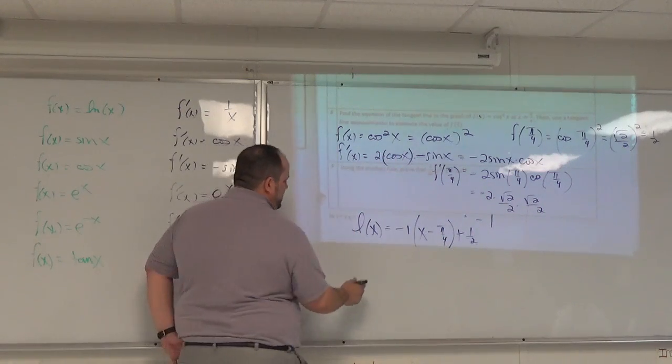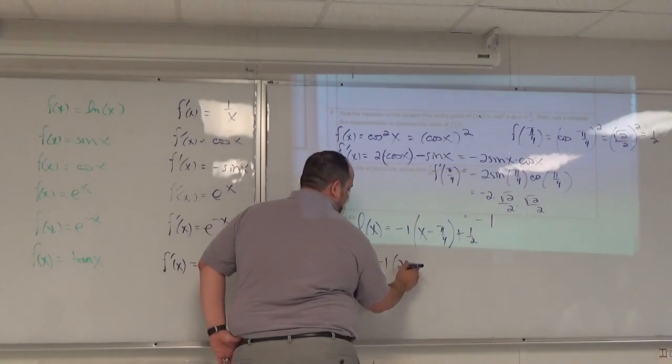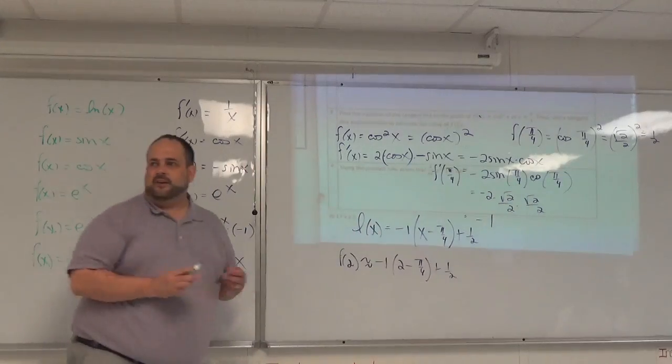I know we went way fast. And so f of 2 is going to be approximately negative 1 times 2 minus pi over 4, plus a half. All right, I'll see you guys later.